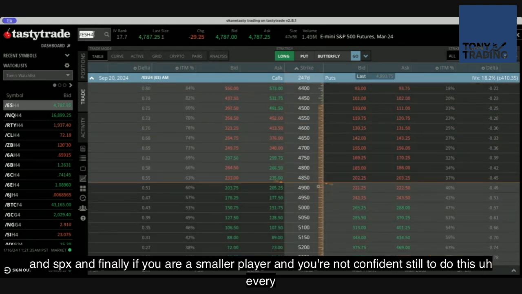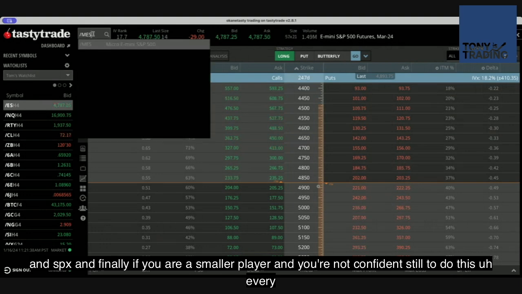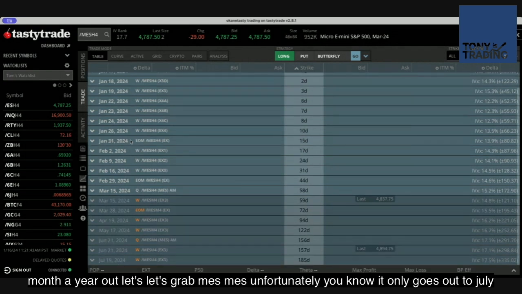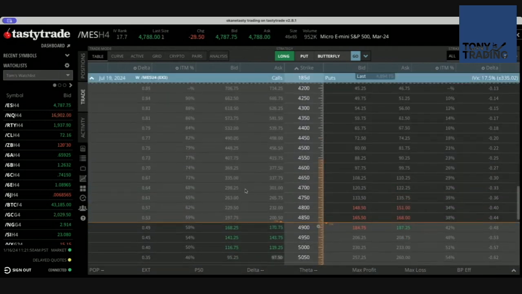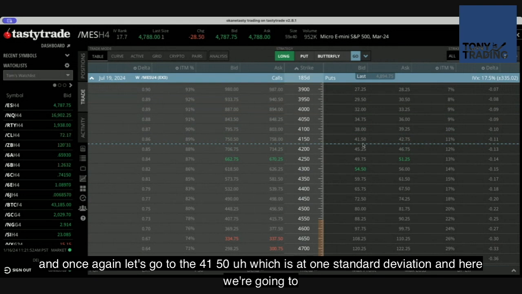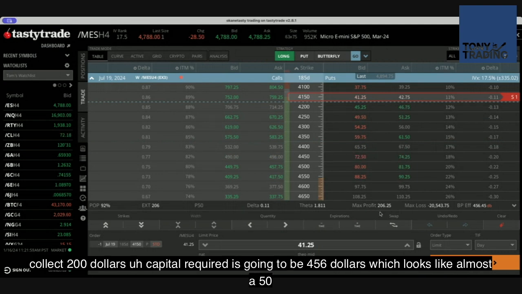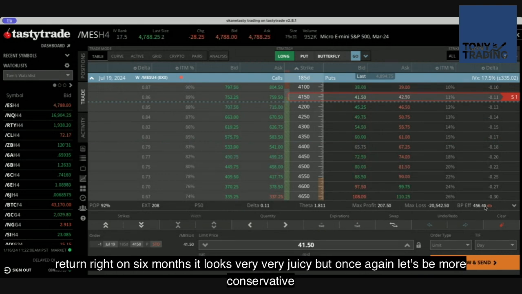And finally, if you are a smaller player and you're not confident still to do this every month, a year out, let's grab MES. MES, unfortunately, only goes out to July. And once again, let's go to the 4150, which is at 1 standard deviation. And here we're going to collect $200. Capital required is going to be $456, which looks like almost a 50% return on 6 months. It looks very, very juicy.